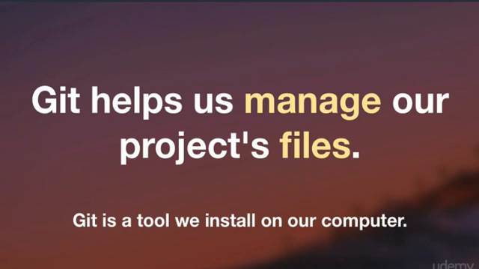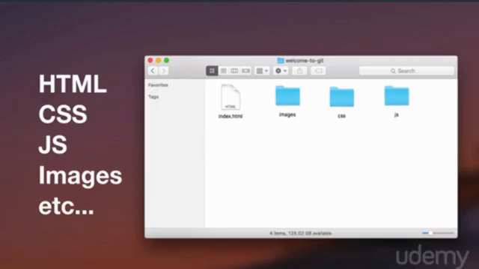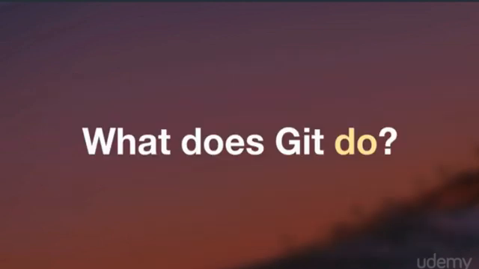Now, a project could be anything. Let's imagine that we are building a website. So our project would have all kinds of files. It would have HTML files, CSS files, JavaScript files, images. You get the idea. You've got a whole lot of files. Now the question becomes, what does Git do that makes managing our files easier?